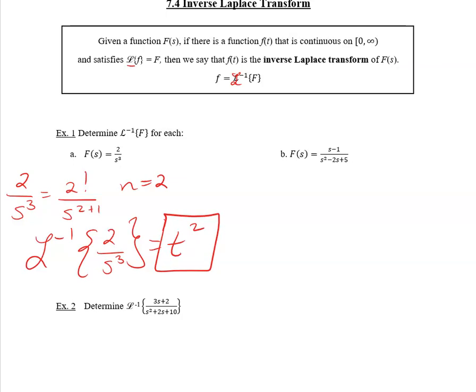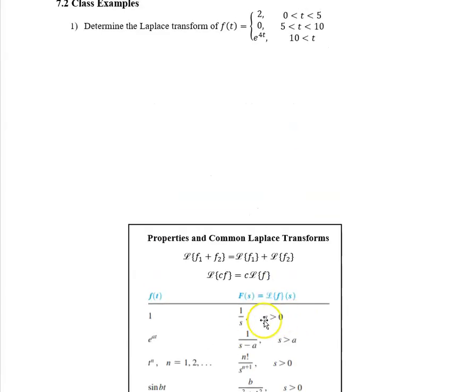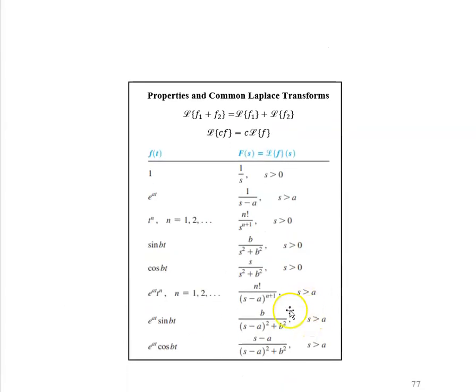Take a look at letter B. We've got s minus 1 over s squared minus 2s plus 5. This doesn't at first glance look like one of the formats in our table. What you'll find is that if it's s squared plus b squared, it's probably going to be a sine or a cosine function. But if it's got 3 terms and it's a quadratic, you want to look to see if maybe you can complete the square and get it to match one of these terms.